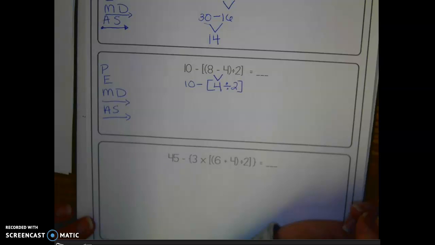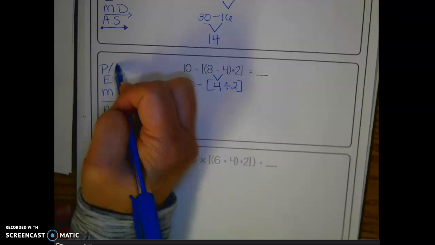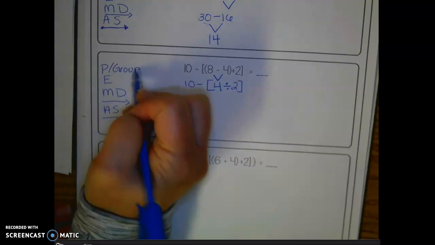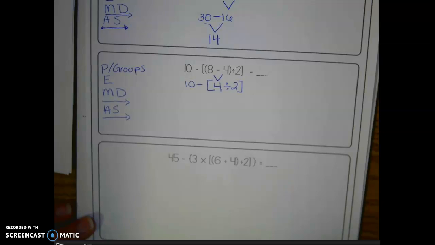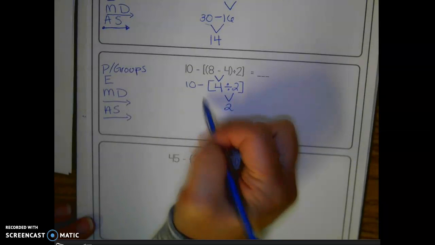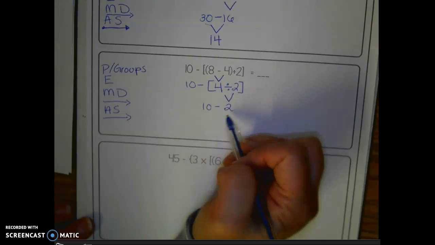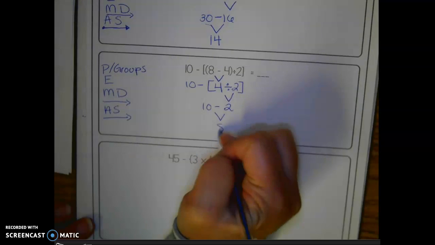Well, what am I going to do next? I'm going to divide because it's inside the brackets, and it's another form of grouping. So just like this, you could say parentheses or groups. Okay? And brackets is a form of grouping. 4 divided by 2 is 2. Then I bring down my 10 minus. I can drop the brackets because I've done all the operations inside of them. And then I will subtract 10 minus 2 is 8.